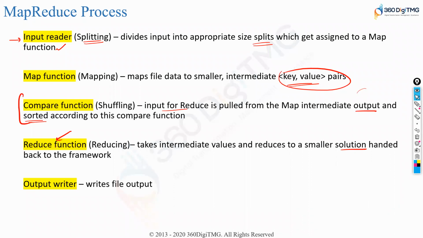Now this reduce function is getting the final solution. And finally we have the output writer. This is going to write the files onto the disk. I mean, it has to store the data back, right? So it writes the information back to the disk. So this is how we basically have our map and reduce jobs.